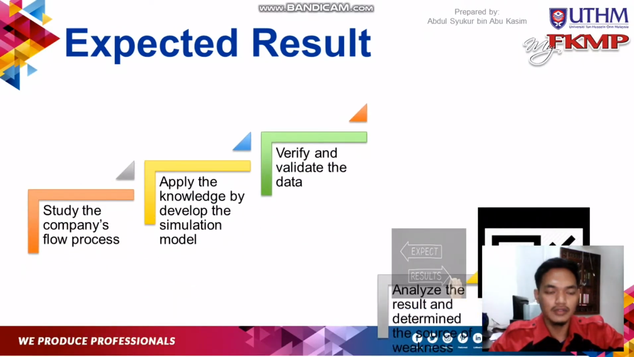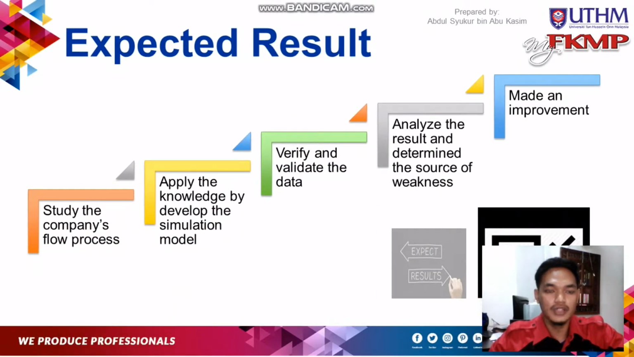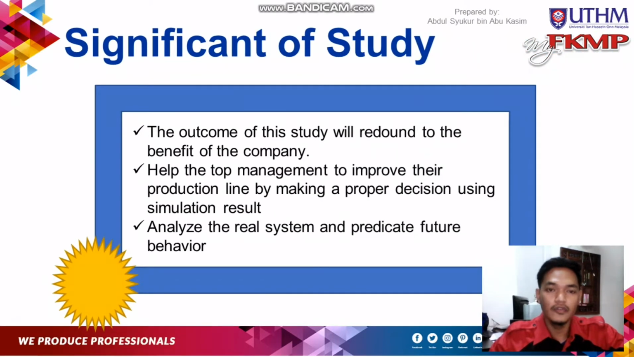For the expected result, I will study the company's flow process, apply the knowledge by developing the simulation model based on the actual production line, verify and validate the data, analyze the result and determine the sources of weakness, and the last one is to make an improvement to the production line of that company. For the significance of the study, the outcome will redound to the benefit of the company. It also will help top management improve their production line by making proper decisions, analyzing the real system and also predicting future behavior.